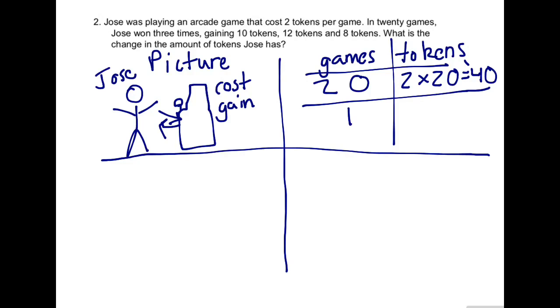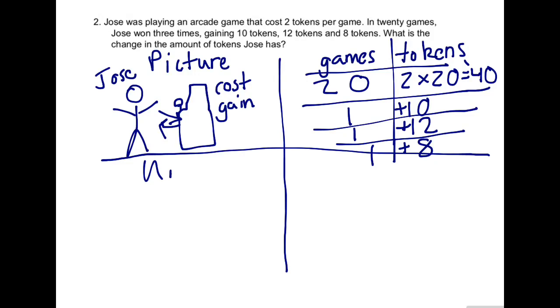In one game, he won 10 tokens. That's a positive 10. In another game, he won 12 tokens. And in one game, he won 8 tokens. So I put a table, and I've been able to see now: I've got negative 40 tokens, positive 10 tokens, positive 12 tokens, and positive 8 tokens.